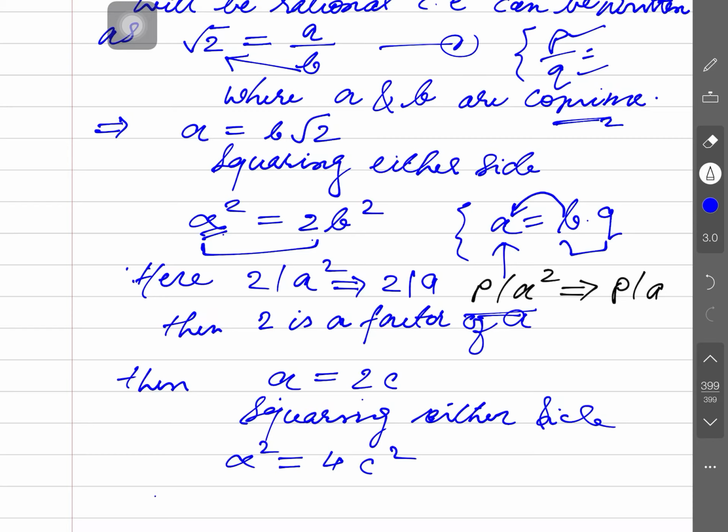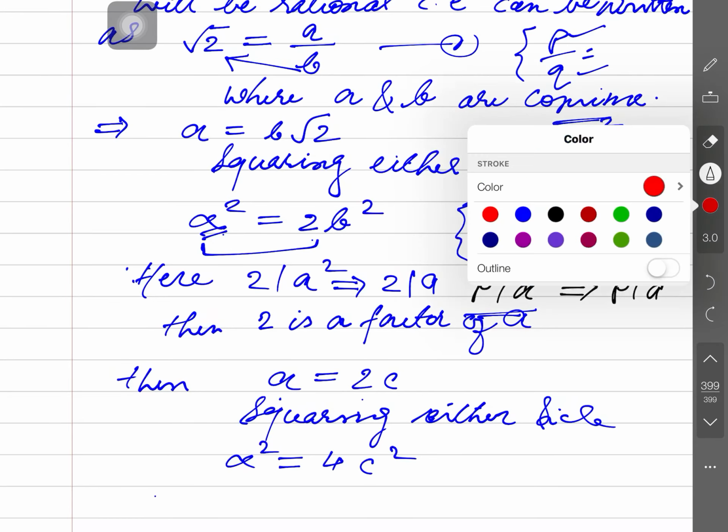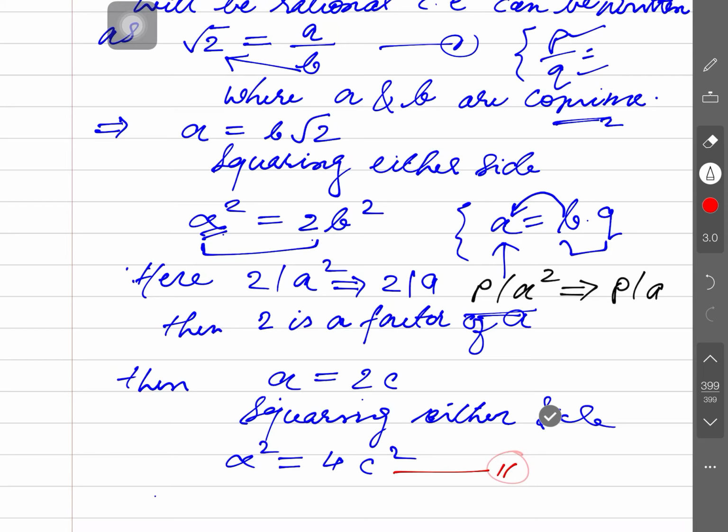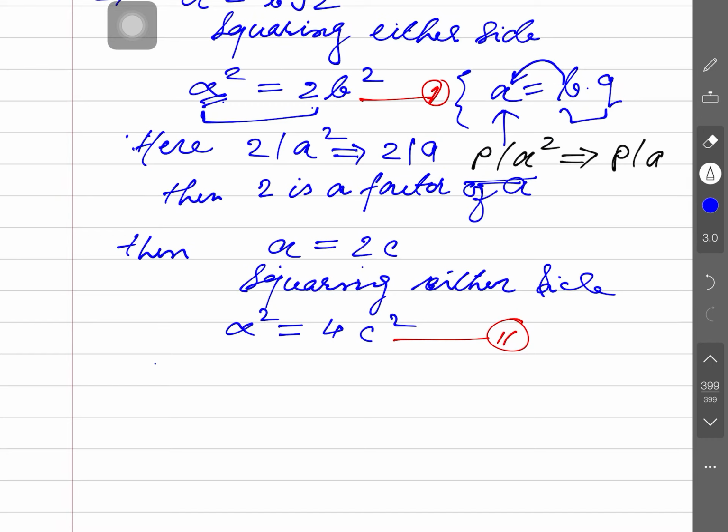This is relationship 1 and this is relationship 2. You may give the equations different colors, making them highlighted. This is equation number 2, and this is equation number 1. So a square is equal to 2 b square in equation 1, and a square is equal to 4 c square in equation 2. So we write down from equation 1 and equation 2, what is that?